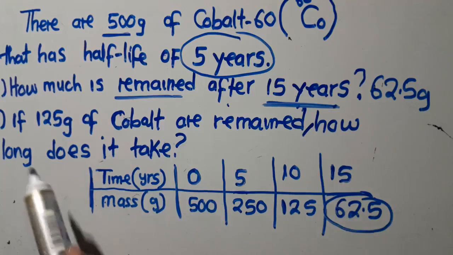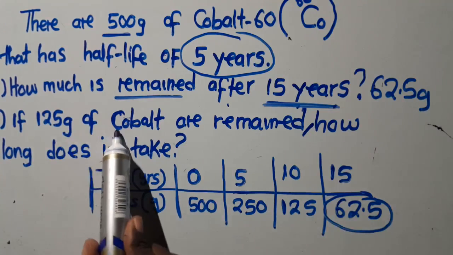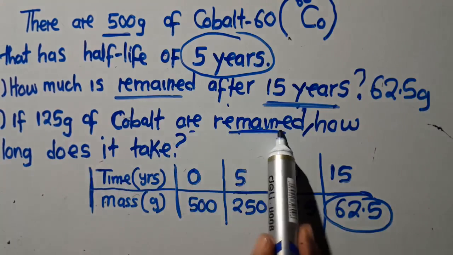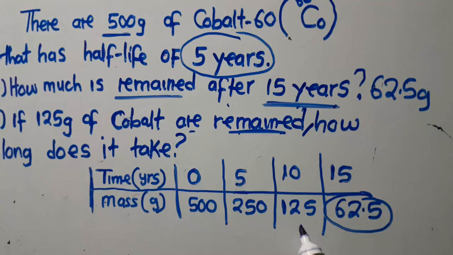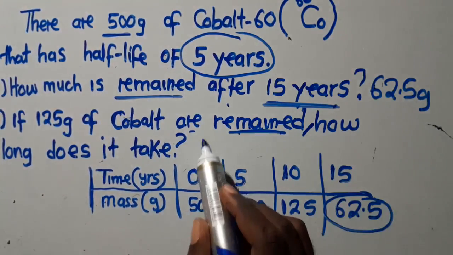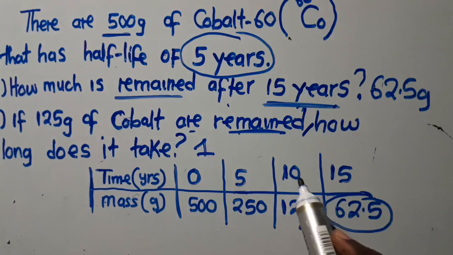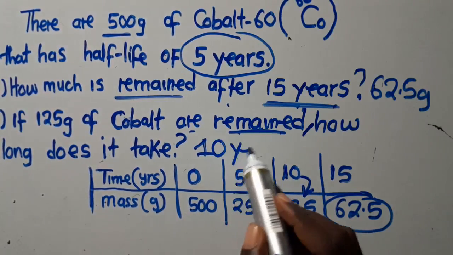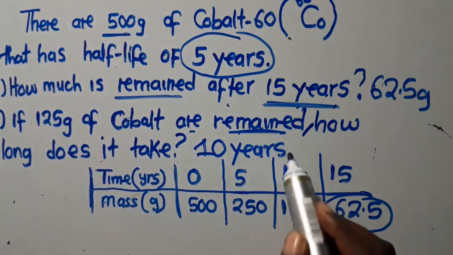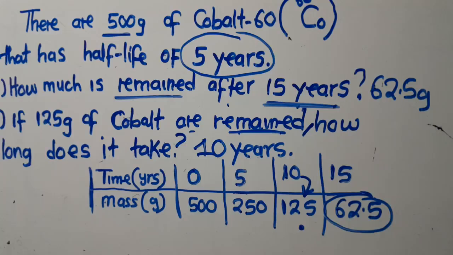Then the next question is saying, if 125 grams of cobalt are remained, how long does it take? Where is 125? 125 is just here. You are able to see it. So how long does it take? 10 years. The 10 is here where we are having 125. So it is 10 what? 10 years. Just like this. So this is what you are supposed to do. This is what you are supposed to get.